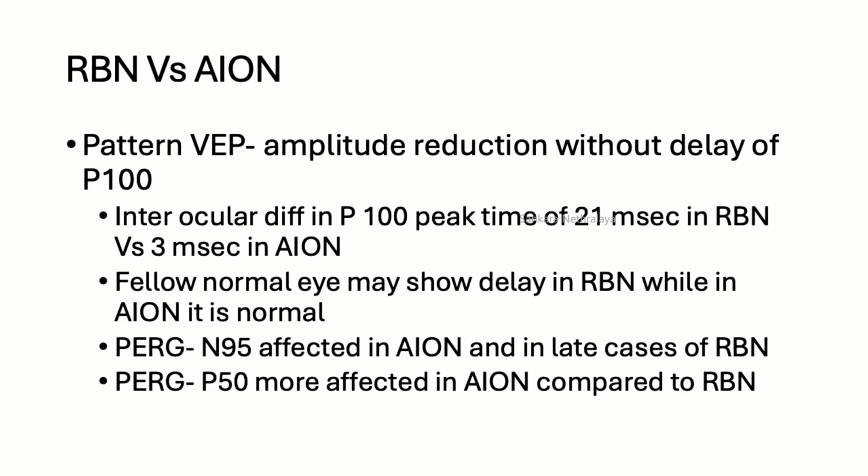And the peak time of P100 delay can be up to 21 milliseconds in RBN versus only 3 milliseconds in the AAON between the two eyes. So in AAON, the delay is not dramatic, and hence between the two eyes, the difference will not be more than 3 milliseconds. But if it is retrobulbar neuritis, the difference will be more than 21 milliseconds. But if the fellow eye also has a neuritis which is undetected, then this may not be 21 milliseconds, the difference. Okay, it can become less. Is that clear? Any confusion?